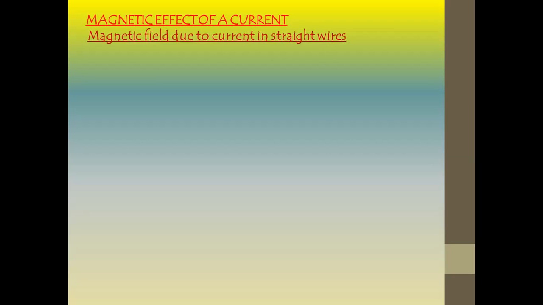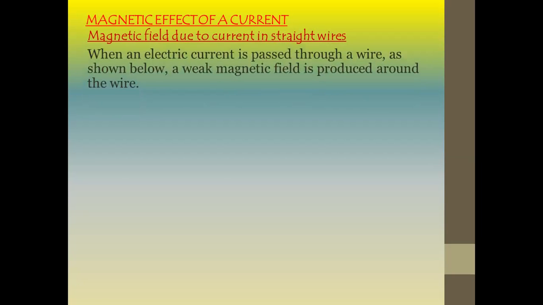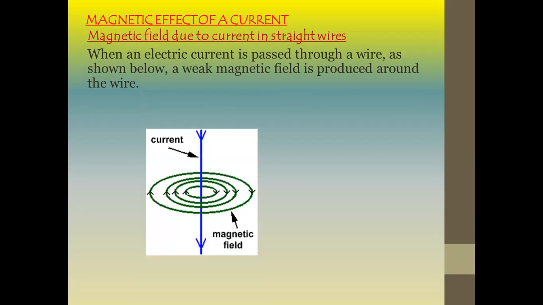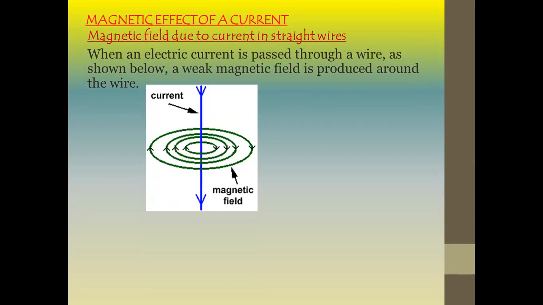Magnetic field due to a current in a straight wire. Whenever you have a straight wire through which a current, usually a DC current, is passing, you can observe that there is a magnetic field formed around it. When an electric current is passed through a wire, as shown below, a weak magnetic field is produced around the wire. Suppose this blue one is a wire in which the direction of current is downward.